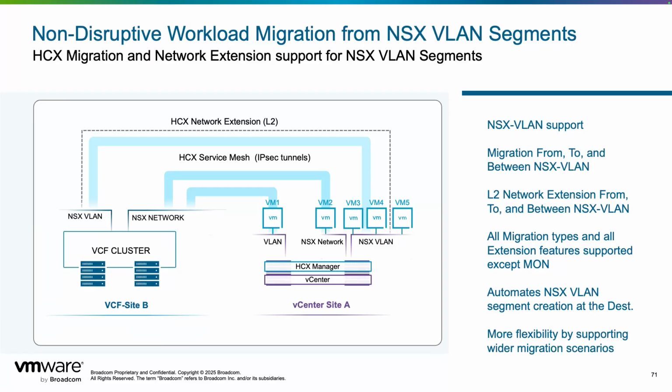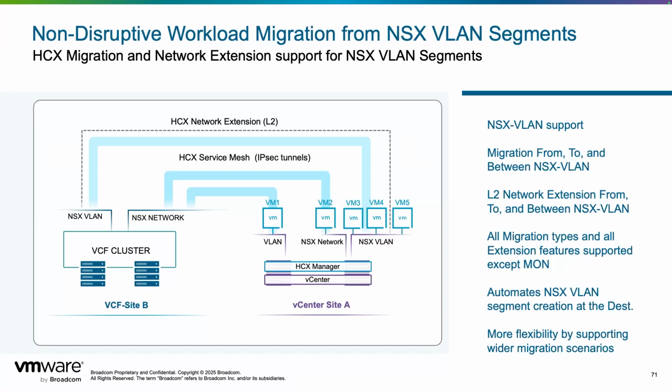A significant benefit of this feature is the automated creation of NSX VLAN segments at the destination, in case the NSX VLAN segment doesn't already exist. This makes the migration process faster and it reduces manual configuration and potential errors. Ultimately, this expanded support for NSX VLAN segments provides you with increased migration flexibility, allowing you to address a wide range of migration scenarios with confidence and ease.